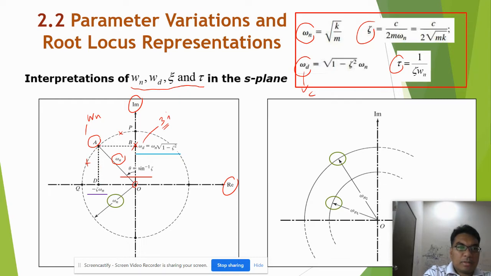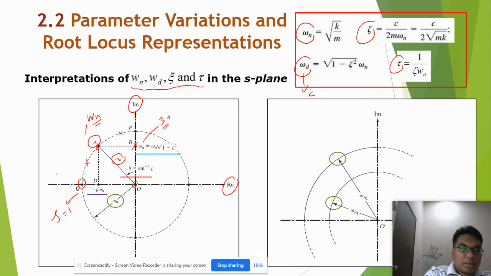Okay, this is the value where the real and also the imaginary part is equal to omega n. So when it moves to here, the point number q, this means that the system is actually critically damped, where the damping ratio is equal to 1. Okay, it's critically damped.